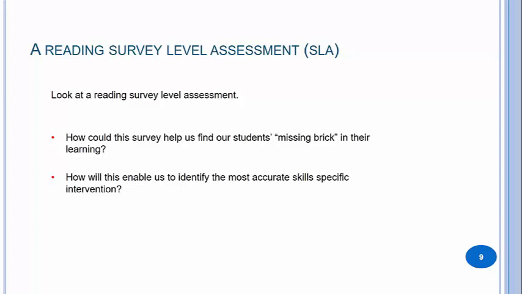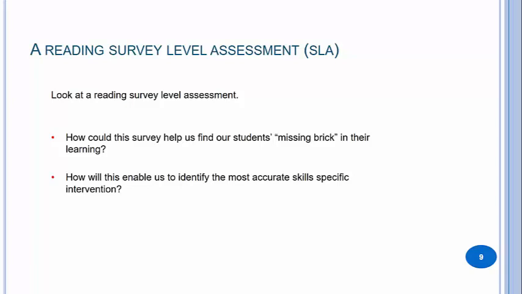Let's say you have a third grade student whose curriculum-based measure for oral reading fluency comes up low. They're below the 25th percentile. You have two different students here. You have one who does not make a lot of mistakes, but they read slowly.